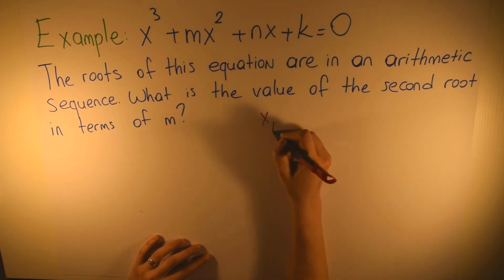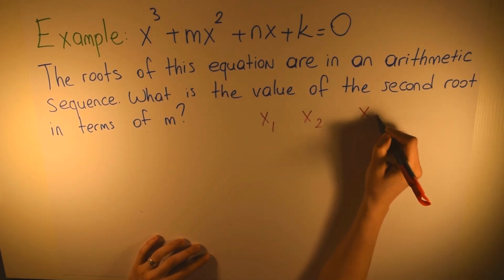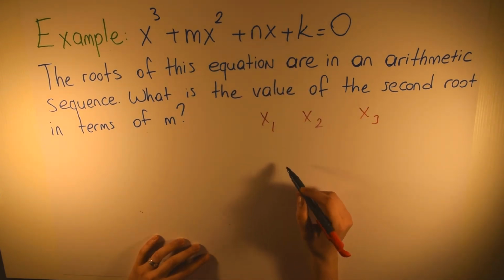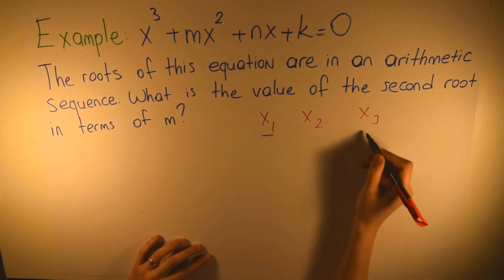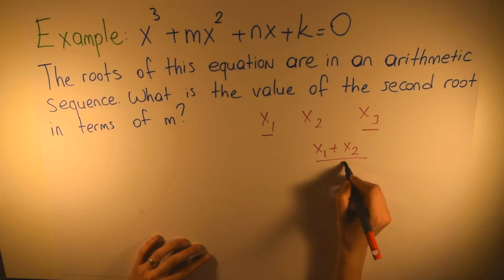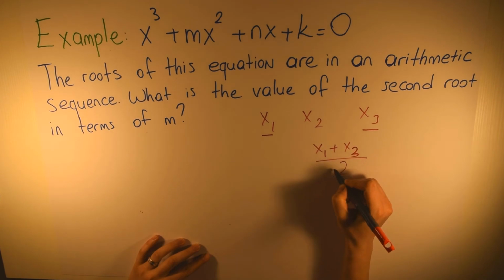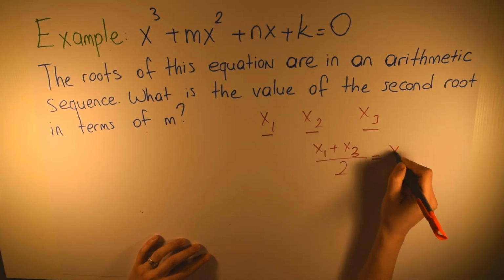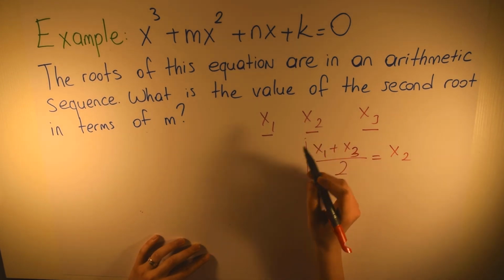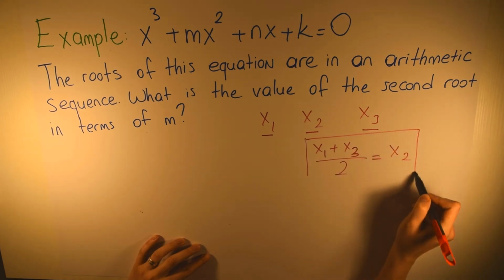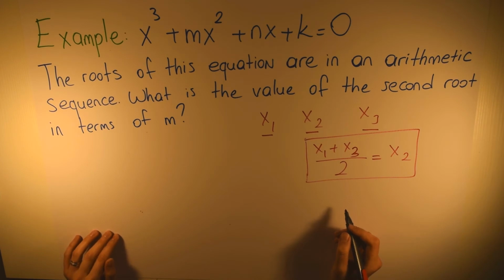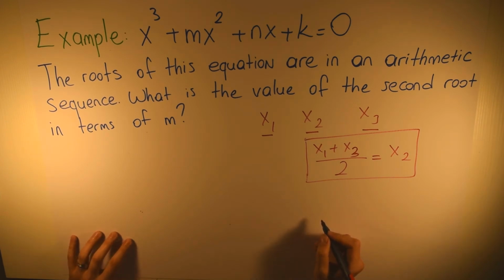Let's say x1, x2 and x3 are the roots of this equation. If the roots of this equation are in an arithmetic sequence, it means x1 plus x3 over 2 is equal to x2, the one in the middle. When they are in an arithmetic sequence, this is the formula you need to know in order to solve this question.